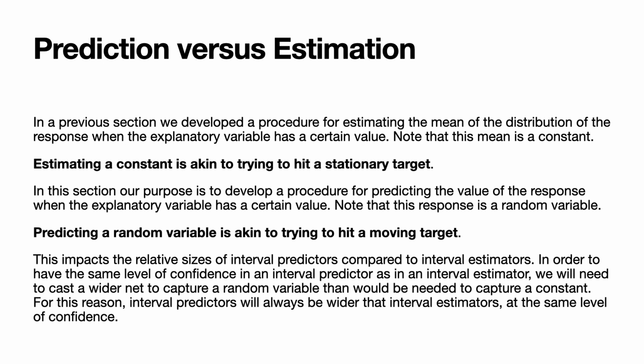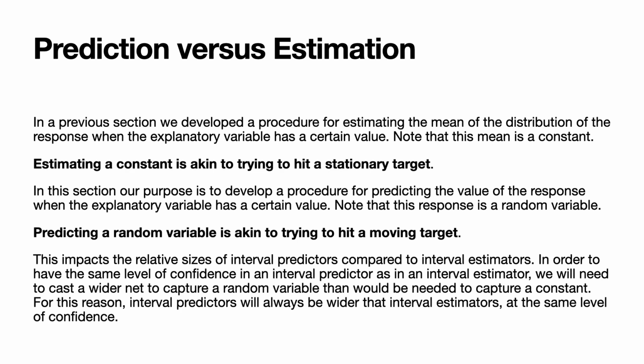In this section, our purpose is to develop a procedure for predicting the value of the response when the explanatory variable has a certain value. Note that this response is not a constant, but a random variable. Now, predicting a random variable is akin to trying to hit not a stationary target, but a moving target. This impacts the relative sizes of interval predictors compared to interval estimators. In order to have the same level of confidence in an interval predictor as in an interval estimator, we will need to cast a wider net to capture the random variable than would be needed to capture a constant. And so for this reason, interval predictors will always be wider than interval estimators at the same level of confidence.